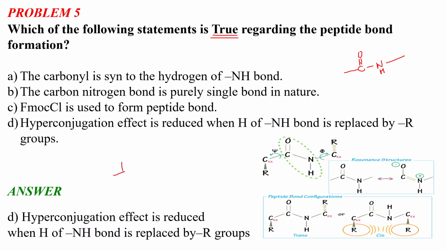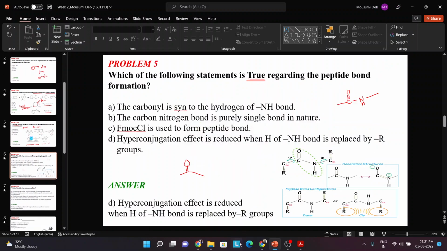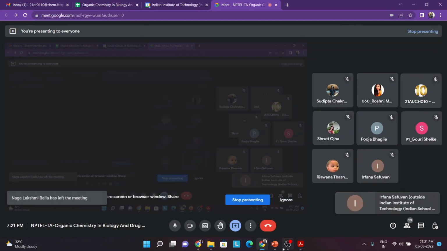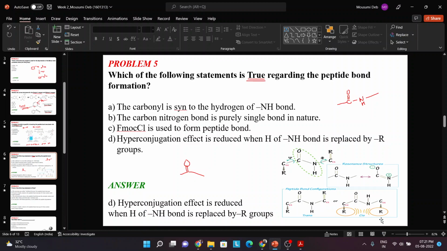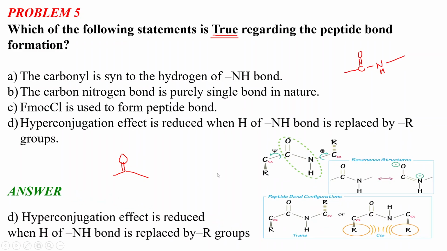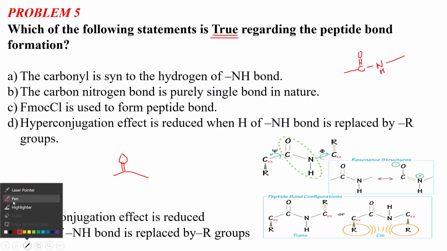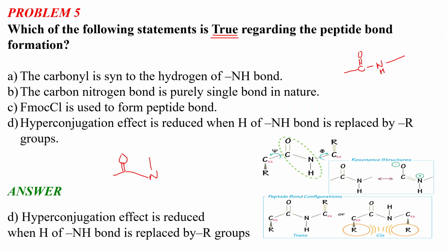If it is syn, like if I draw the syn structure, with a carboxylic group and the group syn to it, then the structure will look like this, and you can see there will be a steric repulsion between these. If it is an NH group, and when there is an R group, then the steric repulsion will increase. So always remember that the NH group stays in the anti form with the carbonyl group, and there is one more reason for that.